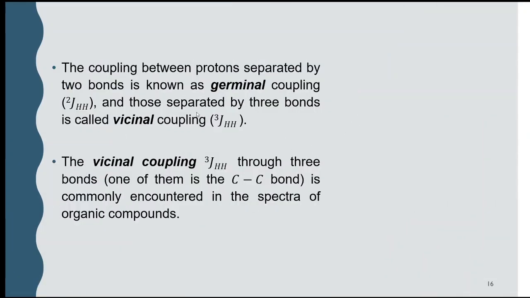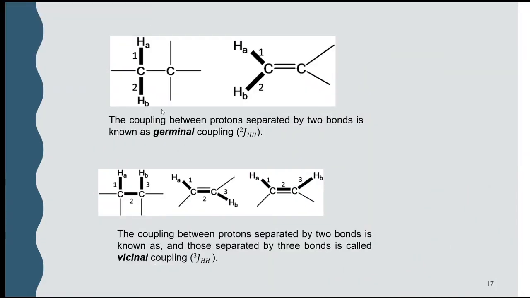Then you have different names for this coupling constant. You have the geminal coupling, which is the 2J, and you have the vicinal coupling, which is separated by 3 bonds. This is how the geminal will look, where the coupling is separated by 2 bonds. And if you see something like this, that's the vicinal coupling, separated by 3 bonds.